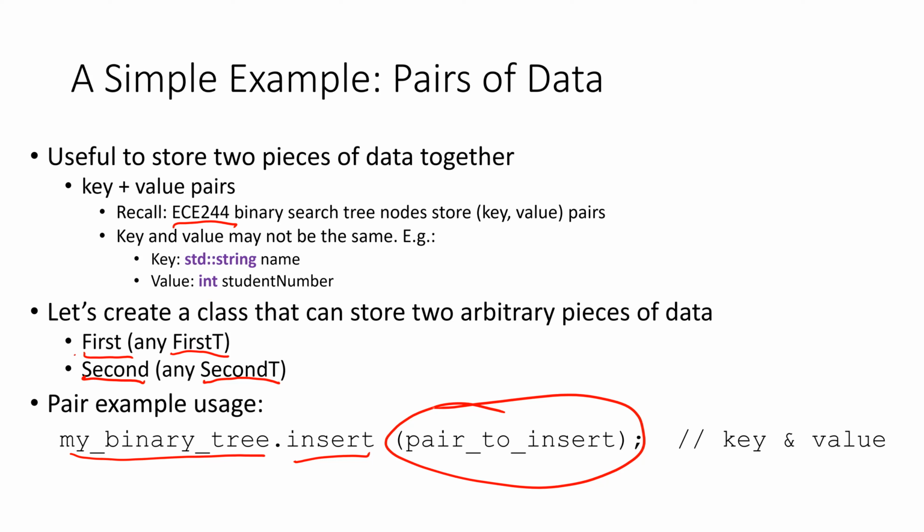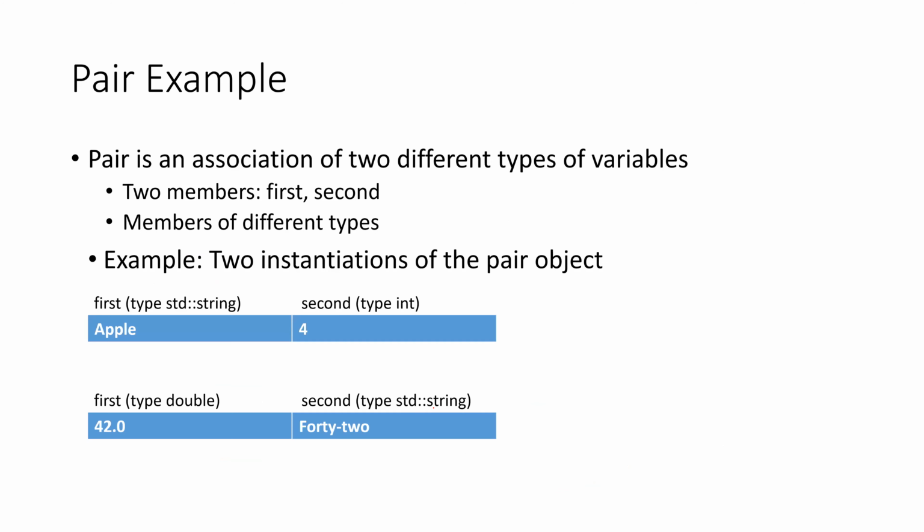Now I could make all sorts of different classes that store different keys and values together, but if I make this generic pair, I've got a recipe for storing 2 arbitrary types of data together in a class. So I can write it once, and then I can use it over and over again. Does that make sense? It's the simplest useful templated class that I can think of. So that's the one we're going to write.